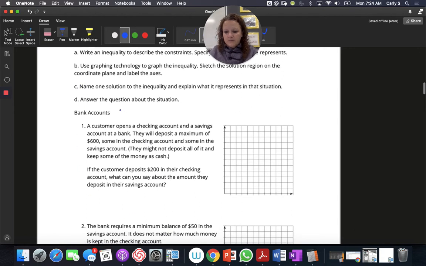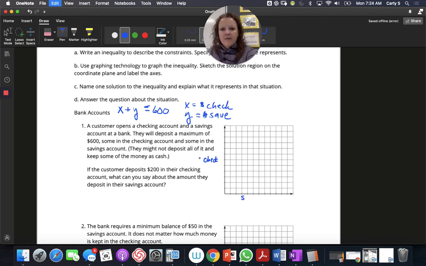So I want to do x plus y is a maximum of $600, where x equals money in checking account, y equals money in savings account. I can't write sideways, it's too hard. Checking, I did that backwards. So y is savings, x is checking.